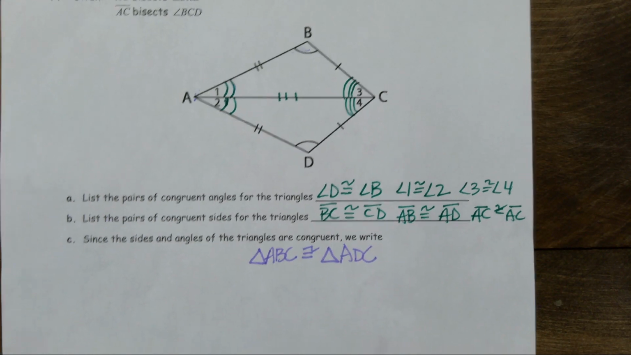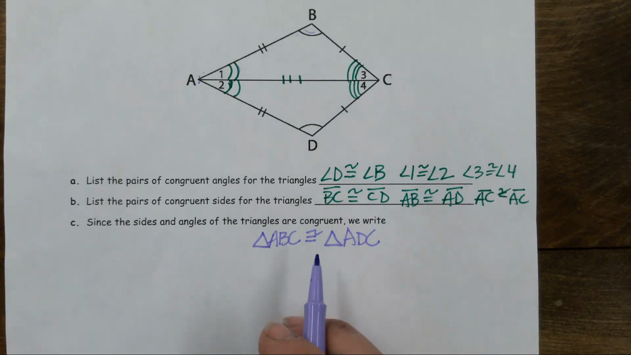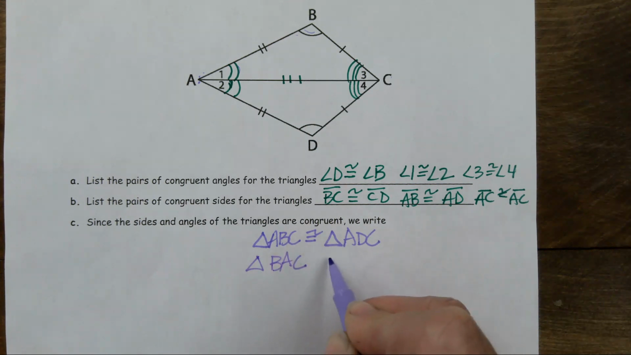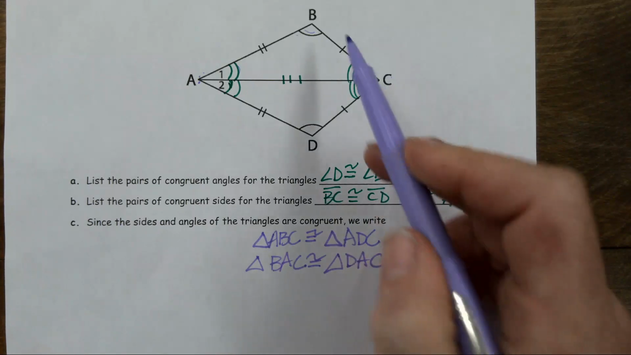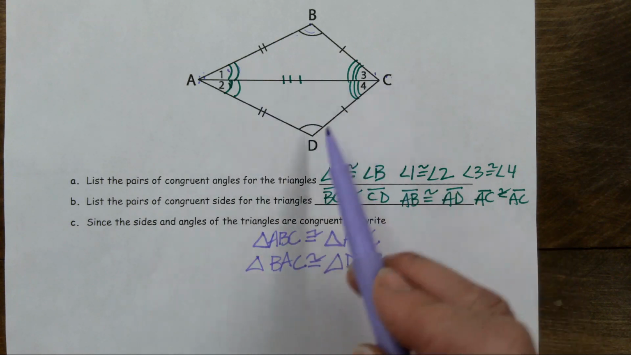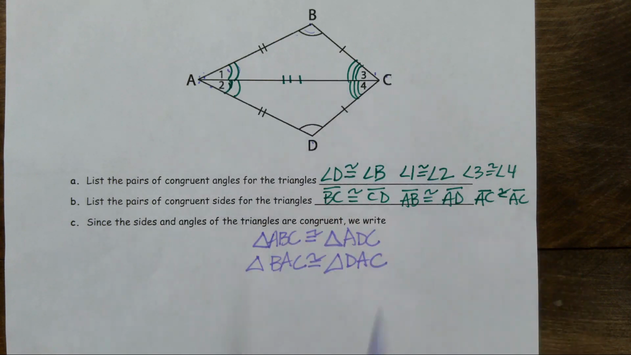Could anybody write that differently? Do I have a different pair of congruent triangles? What other order could I put that in? Yep, go ahead. BAC is congruent to DAC. So let's start: BAC, that's the 1 mark, 2 marks, 3 marks. DAC, 1 mark, 2 marks, 3 marks. Good? Okay. We could actually even write it a different way, but I hope you get the gist. We're good with that. All right. So let's carry on to our next topic.